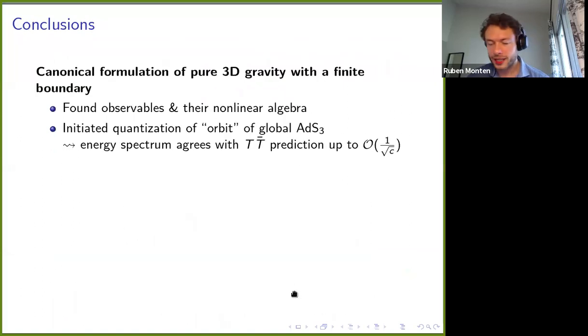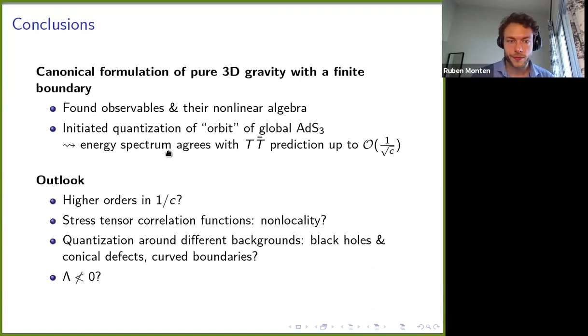So let me conclude. I'm almost out of time. This is very briefly what we did. We tried to sit down and follow our noses within classical pure 3D gravity with a finite boundary, find their observables and their algebra, and initiated quantization of the quote-unquote coadjoint orbit, even though it's a bit more tricky than that, of this particular phase space. And we found agreement up to the order that we worked to with the TT bar energy spectrum.